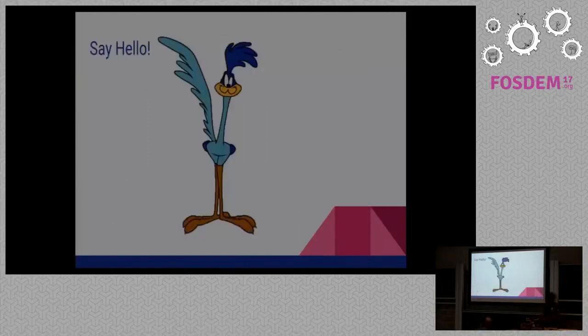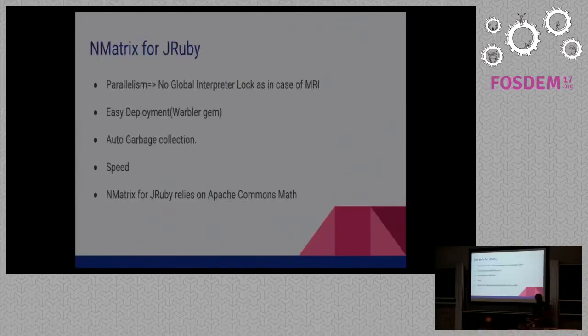So this bird, I like to call it the Roadrunner because I'm just dealing with speed, and I want to make this Roadrunner go beep beep. So, NMatrix for JRuby. Why will I build NMatrix for JRuby? Because it has no global interpreter lock as in the case of MRI. So it's a very good team player. When you have a large processor with multi-cores, you can utilize them.